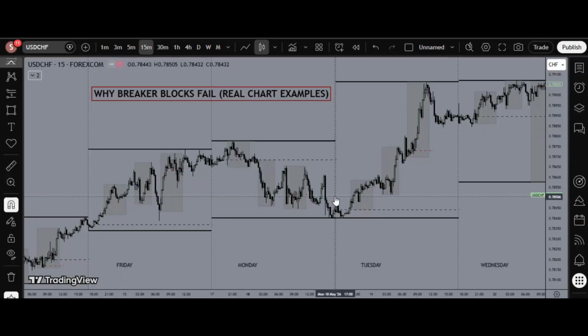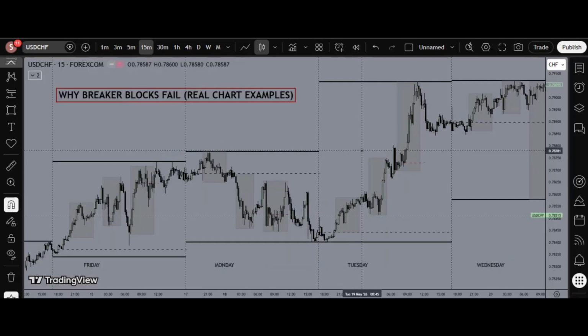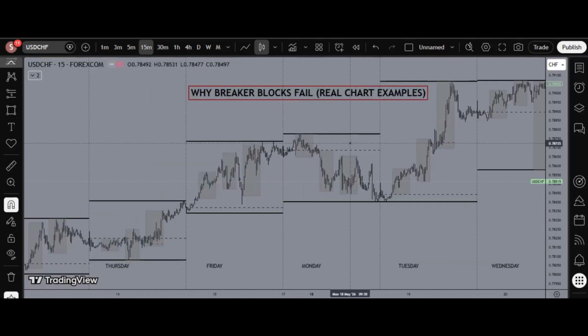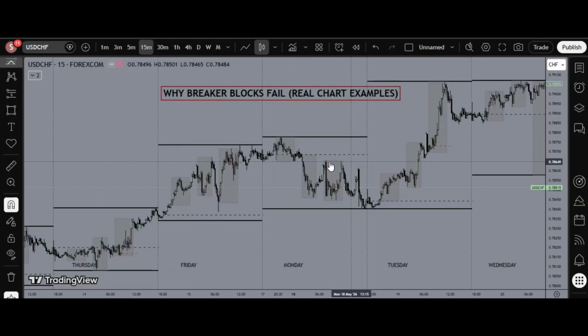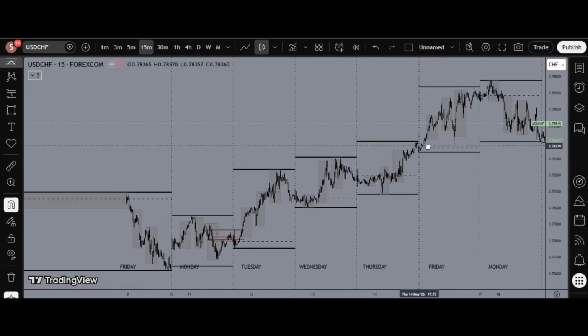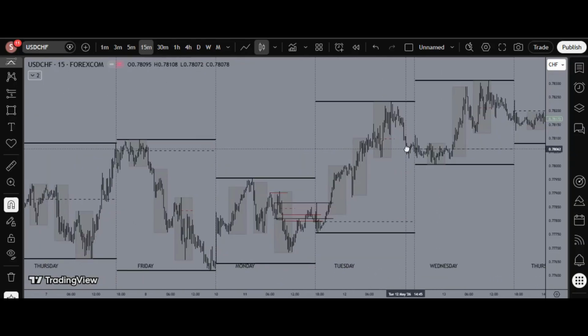All right, let's go, guys. Let's look at some examples. First, we'll start with the failed breaker blocks. The first example will be on USD Chf. Let me show you.